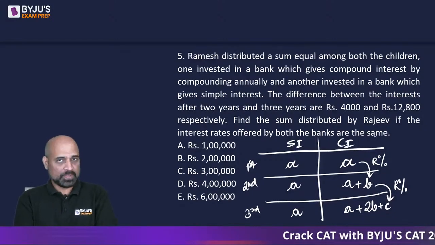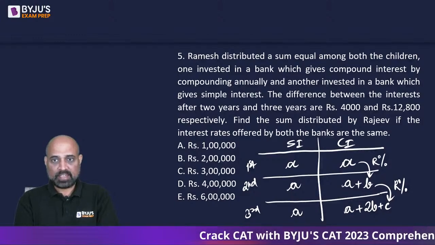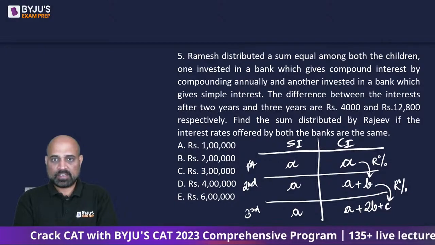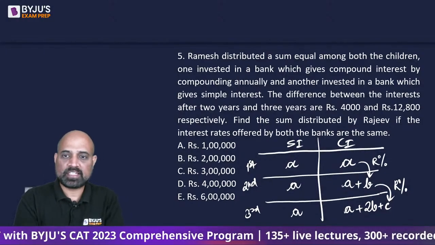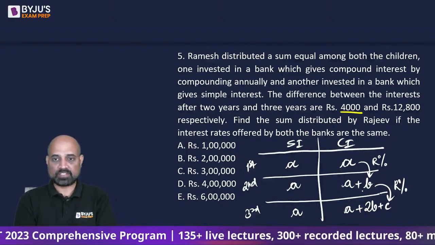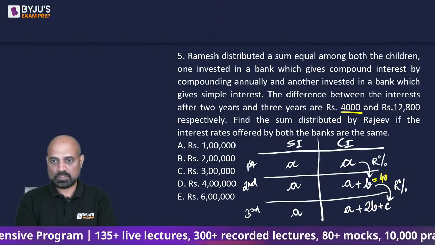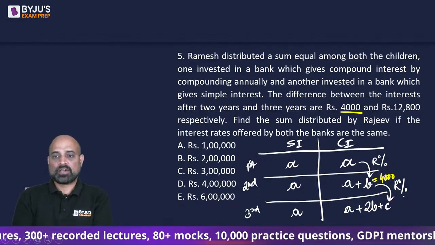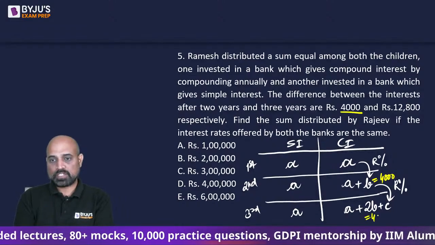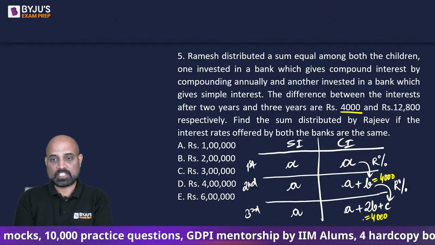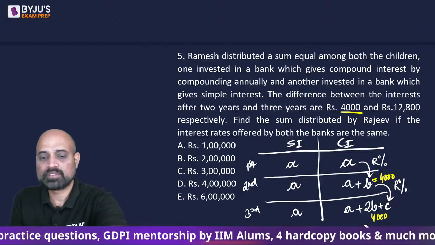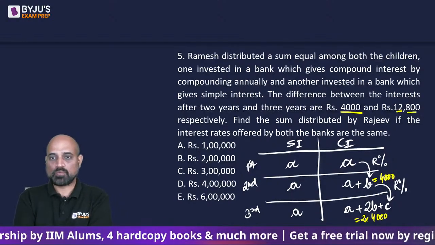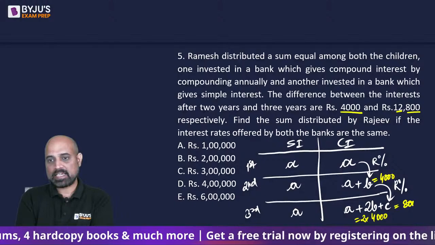तो अगर आप ध्यान दोगे इधर कि 2 years के बाद में 4,000 is the difference between the interest. So B is our 4,000. Right? Okay. So B is 4,000, तो ये 4,000 हो जाएगा. As in this will become 2 times 4,000, that is 8,000. है ना? So 12,000 तो हो गया. What about this 800? That means C is 800.